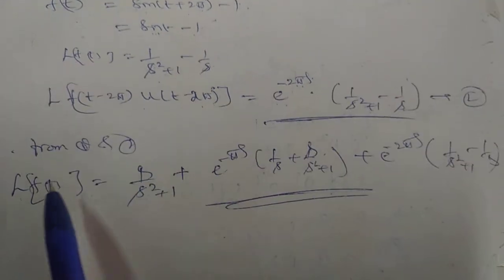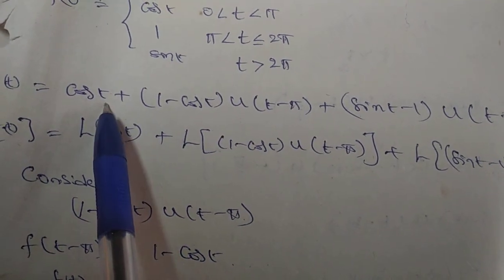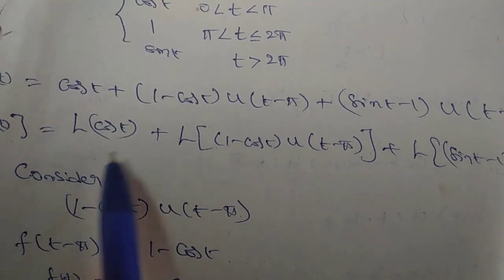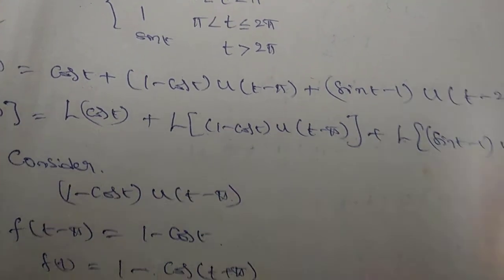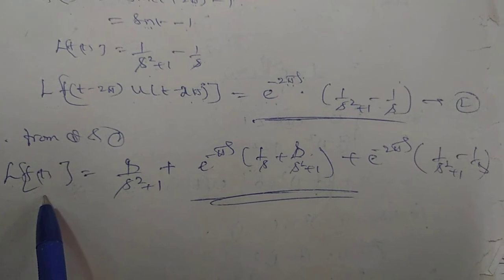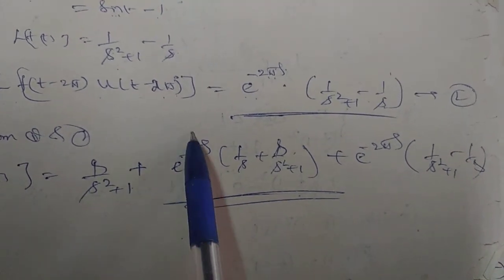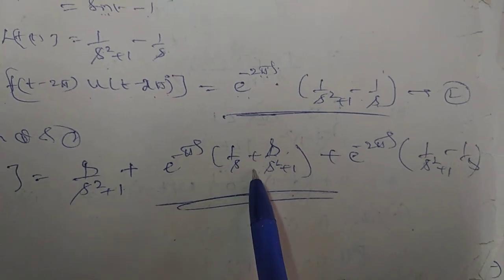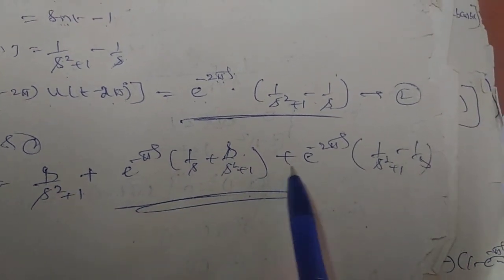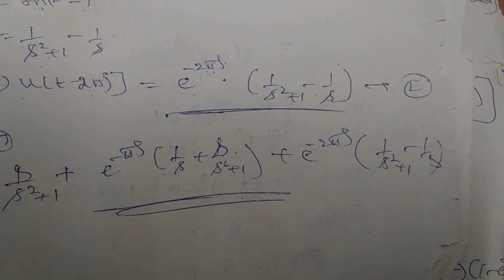Now the final answer you have to write here. That first part, what is there? The Laplace transform of cos t is s over s² + 1. And the second part answer, and the last part answer, you have to write the final answer. Laplace transform of f(t) is equal to s over s² + 1, plus e^(−πs) into (1 over s plus s over s² + 1), plus e^(−2πs) into (1 over s² + 1 minus 1 by s). This is the answer.